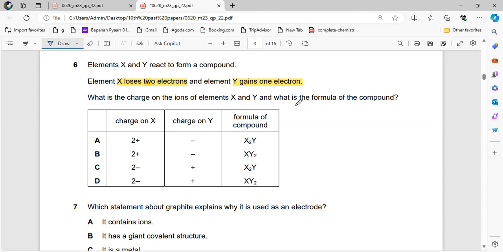Now, Y needs only 1 electron and X loses 2 electrons, so X needs 2 atoms of Y. So the formula will be XY2. So it will be option B.